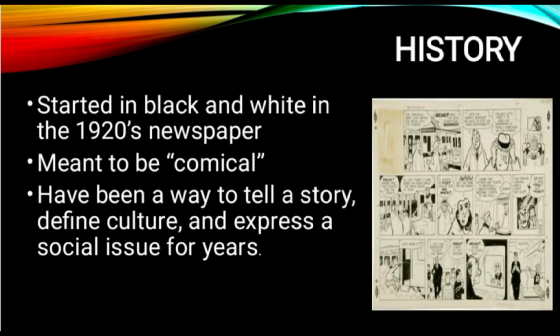And now, let's proceed to the history of the comic strip. Started in black and white in the 1920s, newspaper strips meant to be comical have been a way to tell a story, define culture, and express a social issue for years. Comic strips were published in the late 19th century and early 20th century, when they began to appear in the newspaper, and Richard Fenton Outcault is generally credited with making the first comic strip, entitled The Yellow Kid.